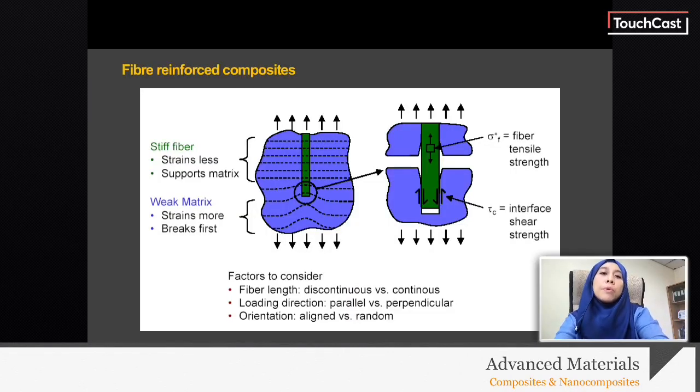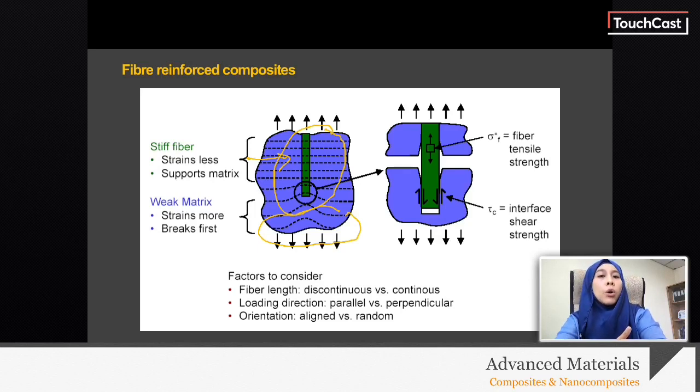Fiber-reinforced composites are composites where the reinforcing materials have fiber-like structures. In fiber-reinforced polymer matrix composites, the fibers are stiffer compared to the matrix. Therefore, any load can transfer from the polymer to the fiber, minimizing strain. Okay, this is a region where you have the fiber in the polymer matrix, and this region will strain less. On the other hand, a polymer matrix with no reinforcement, such as this region here, will strain more, causing it to easily weaken and break.